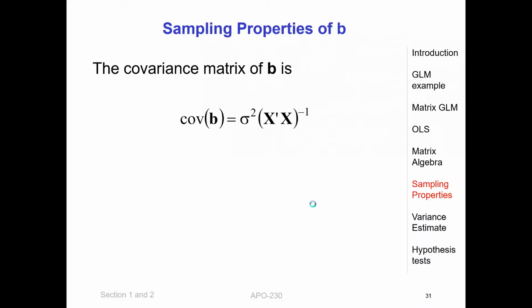Next, we look at the variance covariance matrix, or shortly variance matrix, of B. Because B is a vector of coefficients or parameters inside, just like the case of the vector epsilon, it has a variance covariance matrix also.